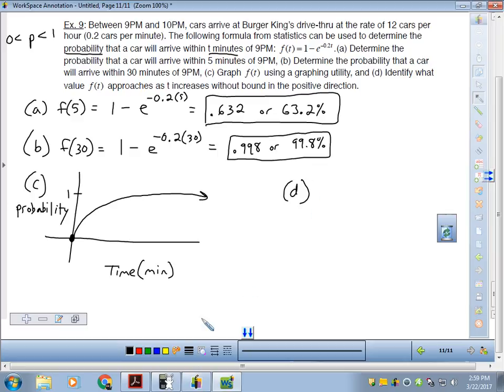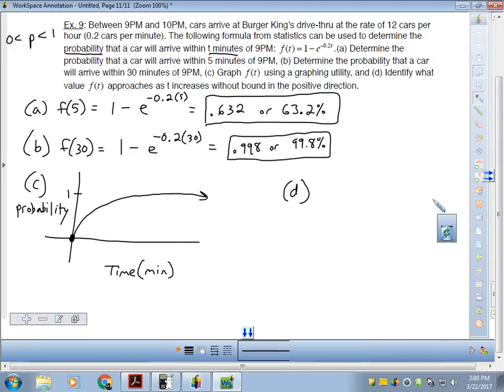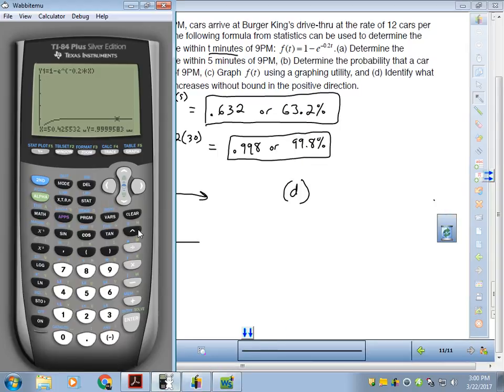And then part D asks us to identify what value the function approaches as t increases without bound. Okay, well, we kind of already talked about this, but if you use trace and you make the x keep getting bigger, what is the y value getting closer to? Well, if you look, it's getting closer and closer to 1. But if you keep going, it just gets closer and closer. Like you can see, it keeps adding more 9s to this number.